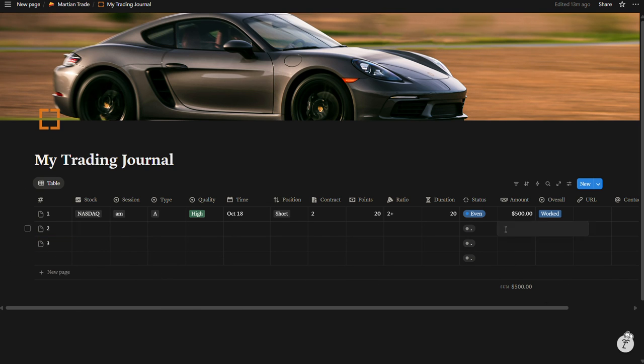And the most beautiful part is if, for example, you lost $100, you see the calculation here. You would see you made $500 and you lost $100, and now you have 400 here. So this will help you.